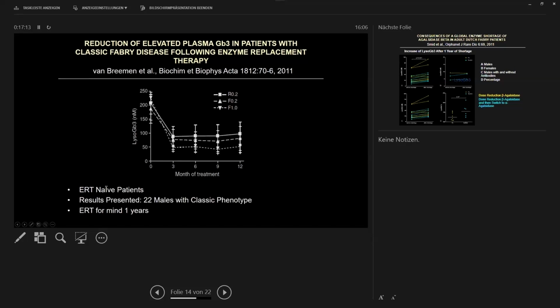If you then measure the Lyso-GB3 levels after 3 further months, they will remain as a plateau. So we know that we need approximately 1 to 3 months to decrease the Lyso-GB3 following ERT, or enzyme replacement therapy initiation, and then it doesn't change so quickly according to the therapy. That means if we do the therapy regularly, the Lyso-GB3 would stay approximately stable.